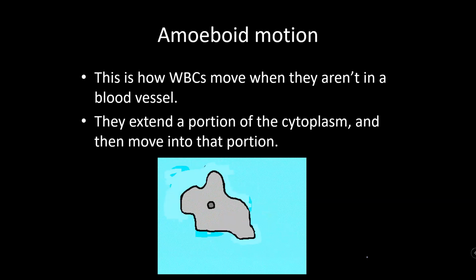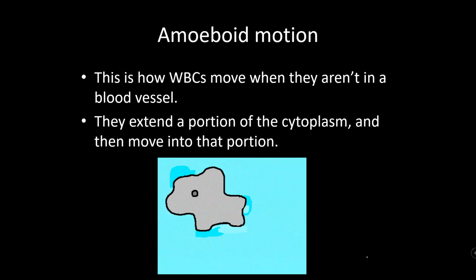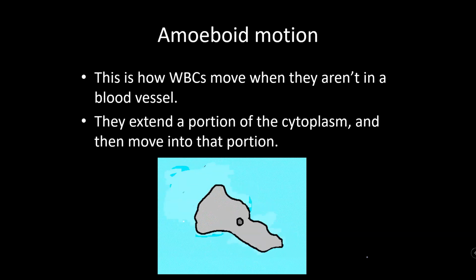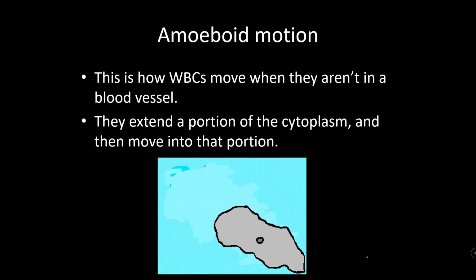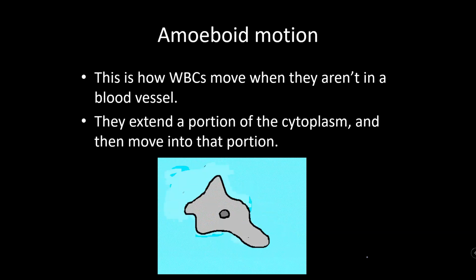The way that white blood cells move around is through a process that is called amoeboid motion, and it's called that because there's a specific organism called an amoeba. This is a cartoony GIF that shows you how an amoeba moves around, so that's why it's called amoeboid motion.